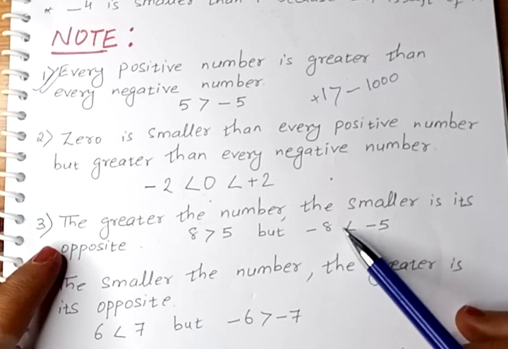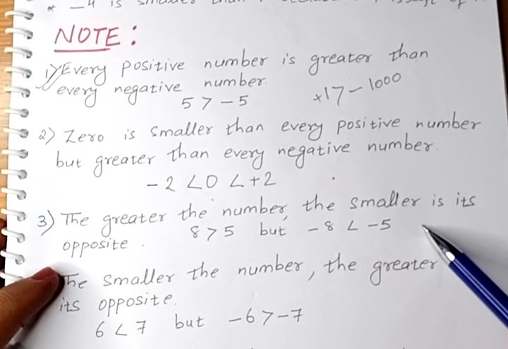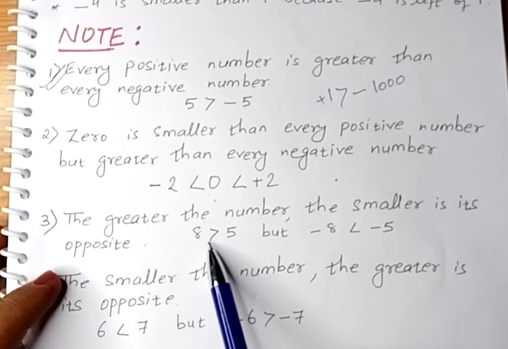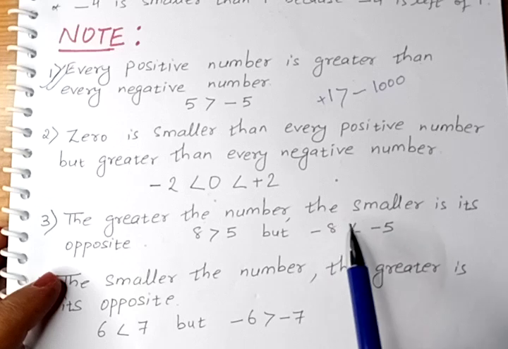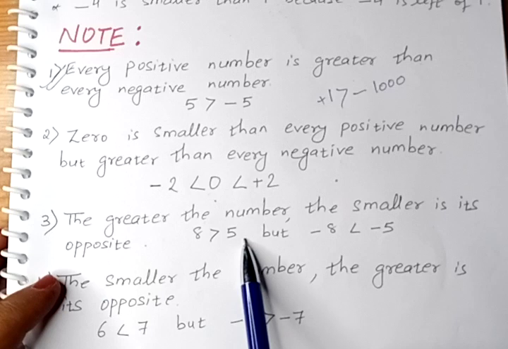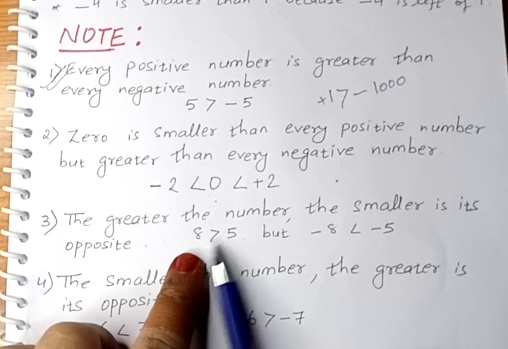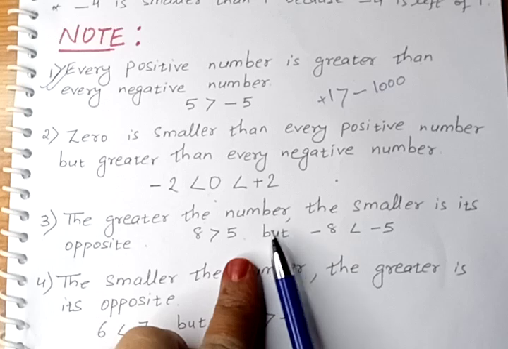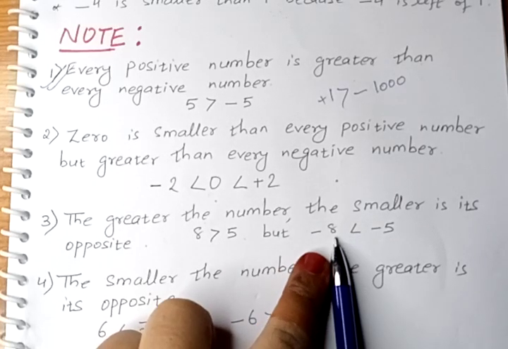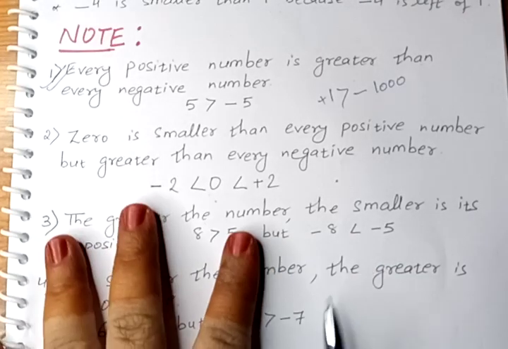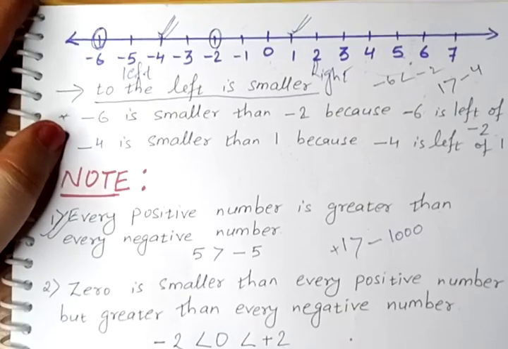The greater the number, the smaller is its opposite. Of any two numbers, the one which is greater, when we take their opposites, that number will be smaller. You see, 8 is greater than 5. Of course 8 is greater than 5, but what is the opposite of 8? -8. Opposite of 5? -5. So when we take their opposites, that number becomes smaller. -8 is less than -5. Yes or no? Check it.